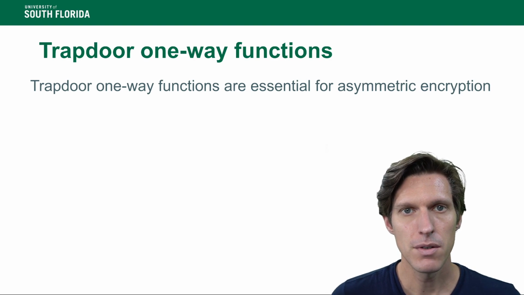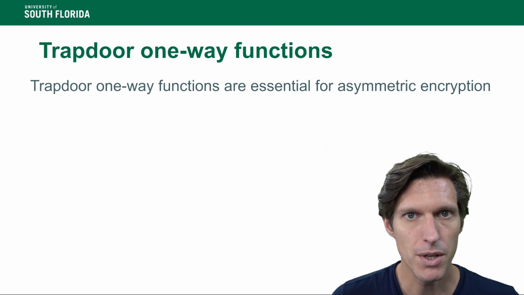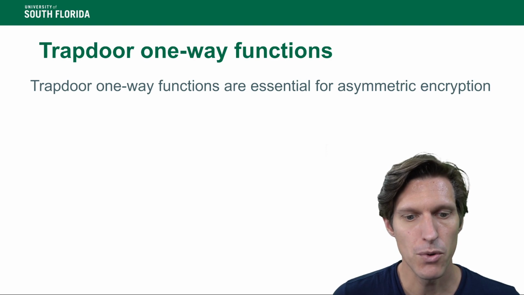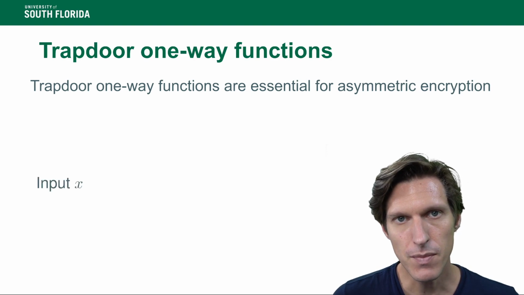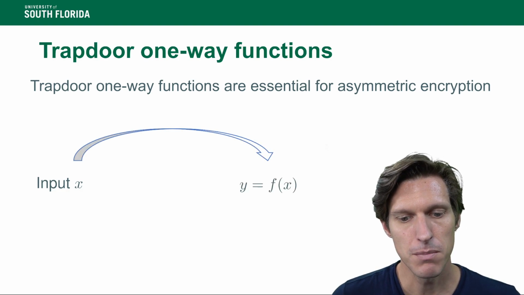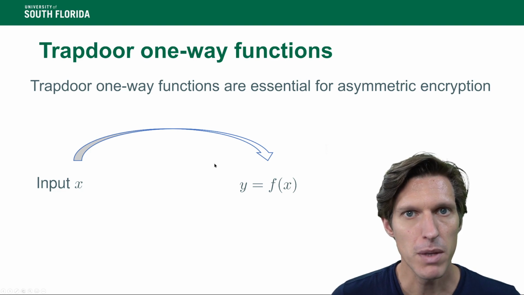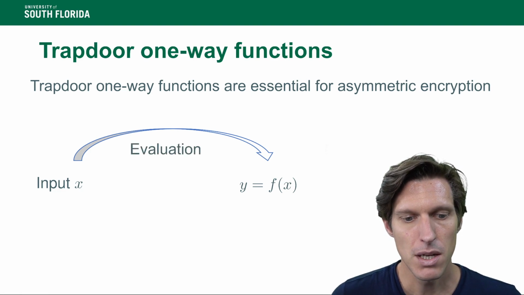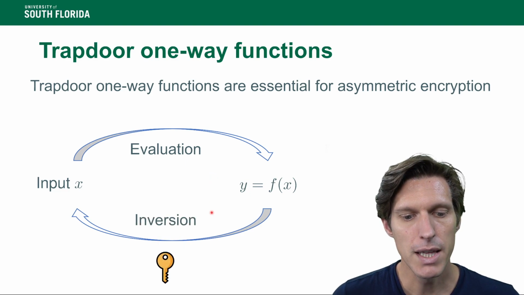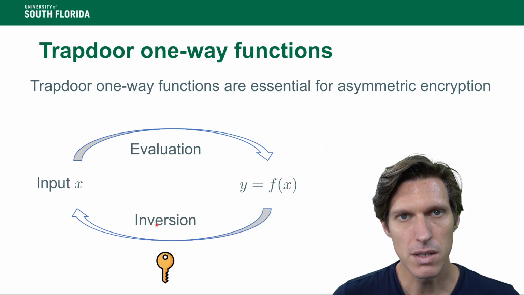Now, the concept of asymmetric encryption stems from the discovery of the trapdoor one-way function. So what is a trapdoor one-way function? Well, it's a function such that you can take an input and map it to the output very easily, only with public parameters. It is easy to evaluate, but hard to invert unless you know a secret key.